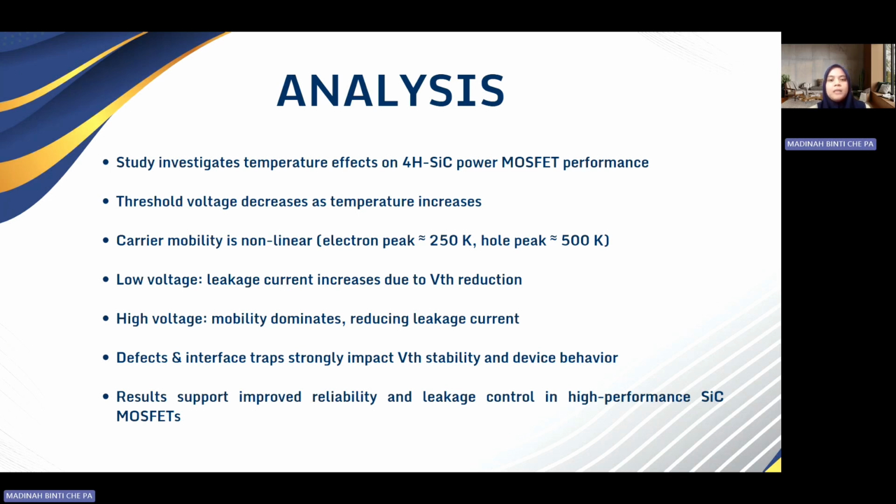The carrier mobility does not change linearly with the temperature. From the result, electron mobility reaches its peak around 250 K, while the hole mobility peaks at approximately 500 K. At low operating voltage, the leakage current increases with the temperature. This is mainly due to the reduction in threshold voltage, which allows more carriers to flow even when the device is supposed to be in the off state.